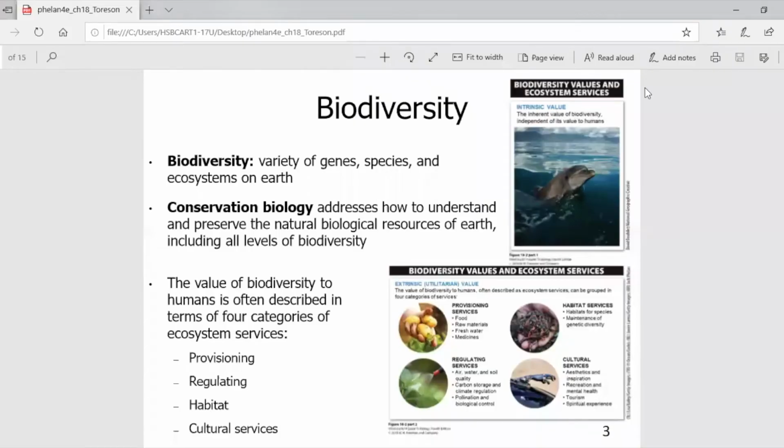Biodiversity is the variety or variation of genes, species, and ecosystems on Earth. Conservation biology looks at how we can preserve this biodiversity. Biodiversity is valued by humans extrinsically in terms of provisioning, regulating, habitat, and culture.